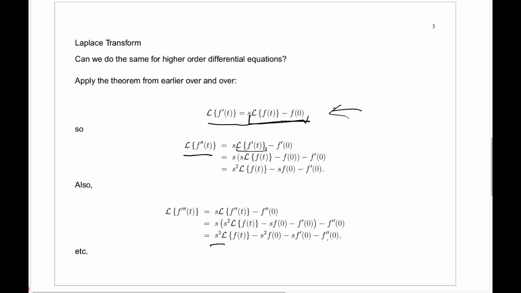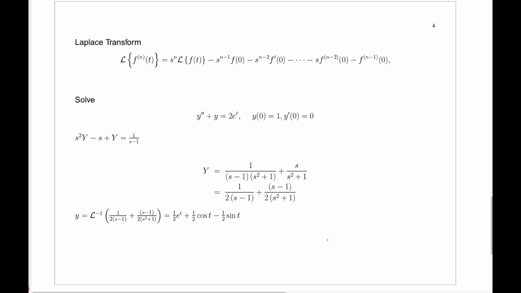And we can do that over and over and over again, so that in the end, we find that the Laplace transform of the nth derivative of f is exactly s to the nth power times the Laplace transform of f. Then we have all these other terms, s to the n minus first power times f of 0 minus s to the n minus second power f prime of 0, all the way up to minus the n minus first derivative at 0.